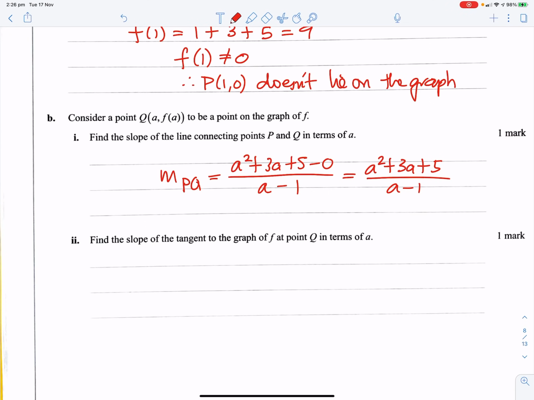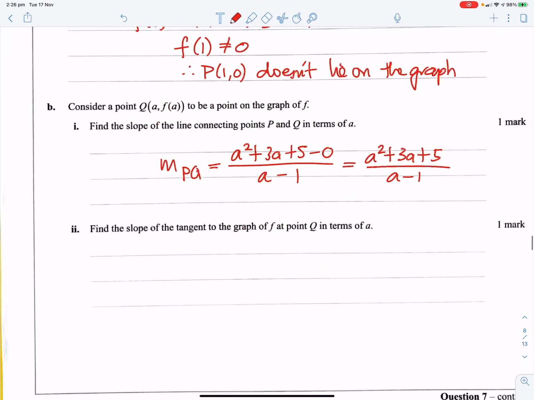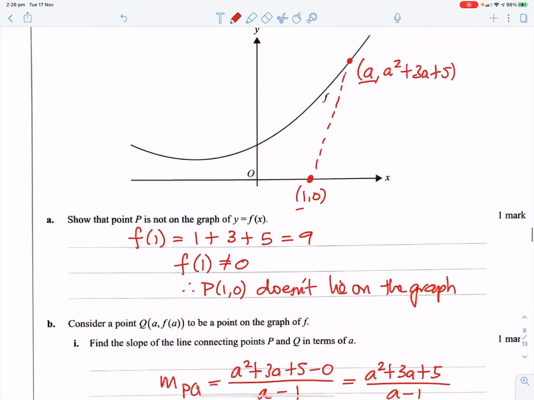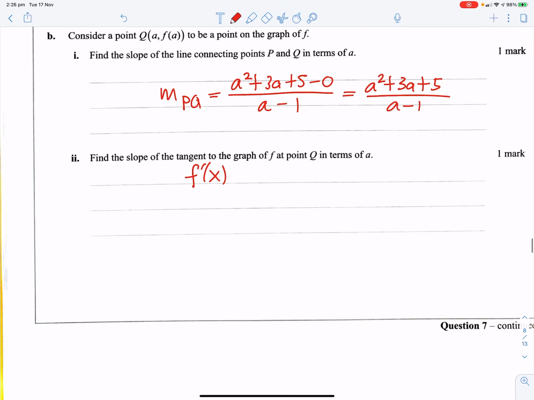Find the slope of the tangent to the graph of f at the point Q in terms of a. So here we want the instantaneous gradient. So f dash of x is 2x plus 3. So f dash of a is 2a plus 3.